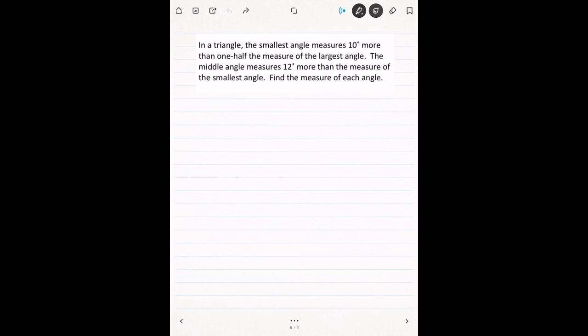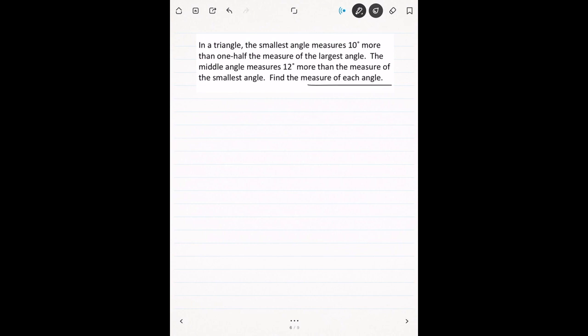Let's take a look at another geometry example. This time, again, we're dealing with a triangle, but this time we have information about angle size. So the smallest angle measures 10 degrees more than half the measure of the largest angle. And the middle angle, or the medium angle we should say, measures 12 degrees more than the measure of the smallest angle. Find the measure of each angle of this triangle. So, what are we trying to find here? The measure of each angle.